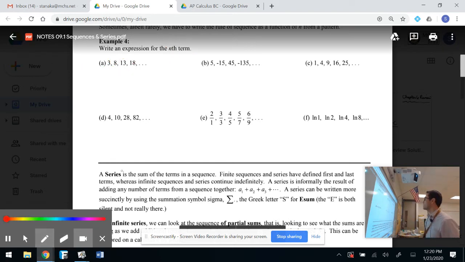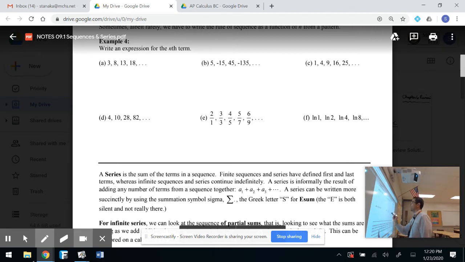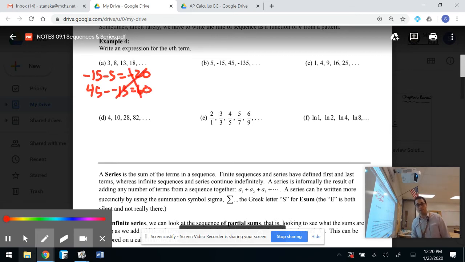All right, here we go. Let's go to the next one. Let's check if B is arithmetic. I'll do my notes over here. We got negative 15 minus 5. I got negative 20. Then let's go 45 minus negative 15. Oh, snap, I got 60. Okay, there's no way it could be arithmetic.